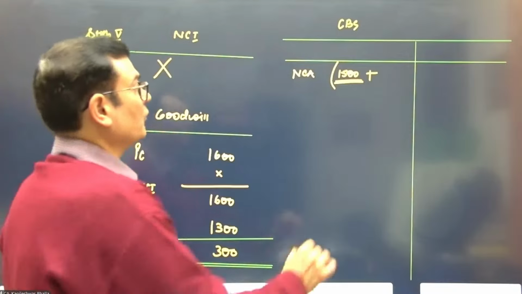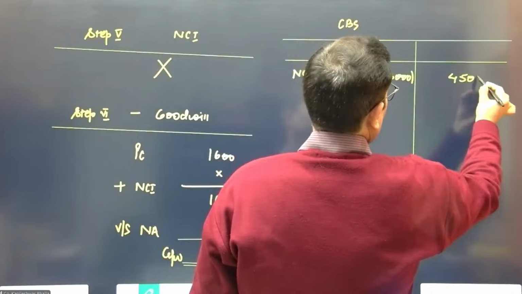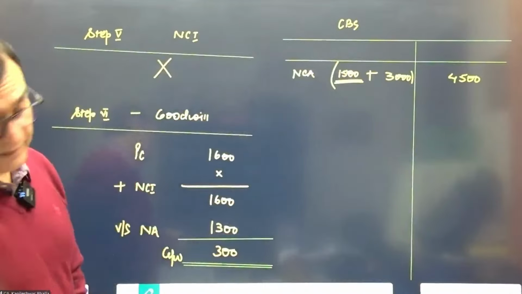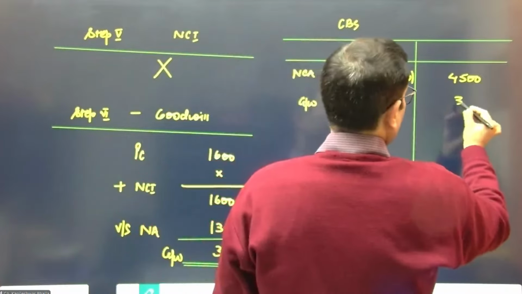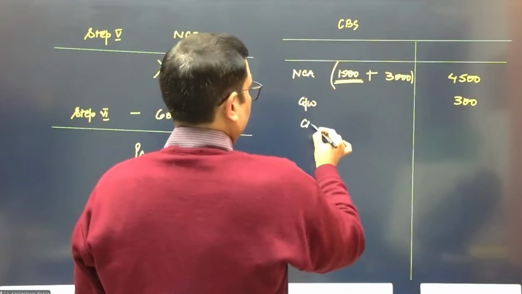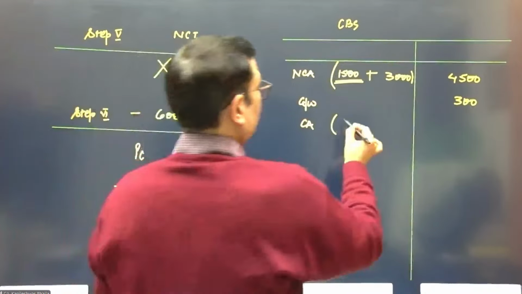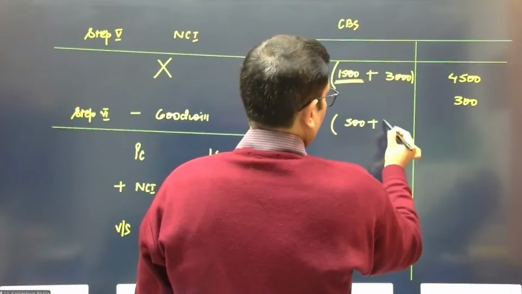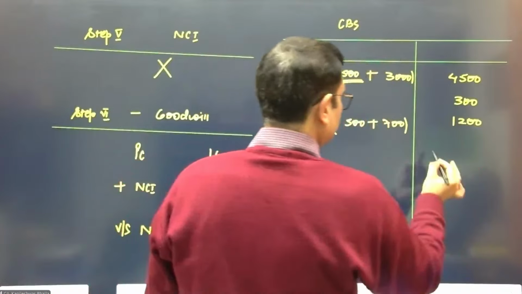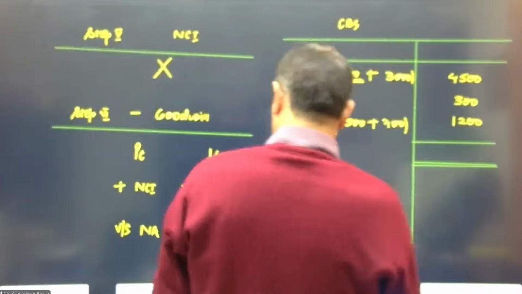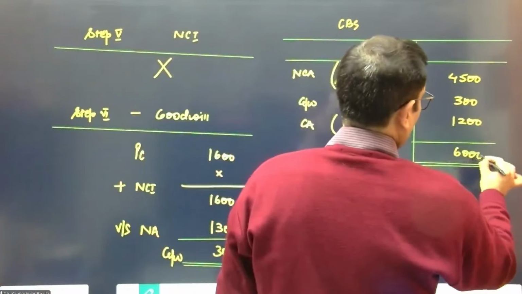So this is 3000. So that comes to, I guess, 4500. And then I think there is current assets in the balance sheet. Before that, we'll take goodwill. Goodwill is, I guess, 300. Current assets, there is no fair values given. So 500 plus 7. So that comes to 1200. So I think this is on the asset side of the balance sheet. That, I guess, comes to 6000 is the total of the assets.